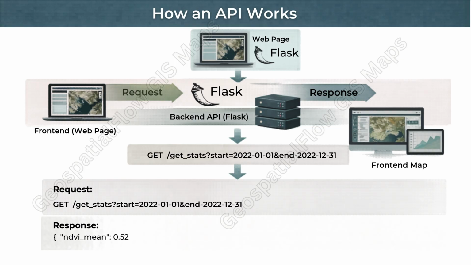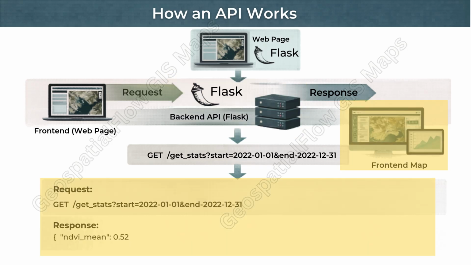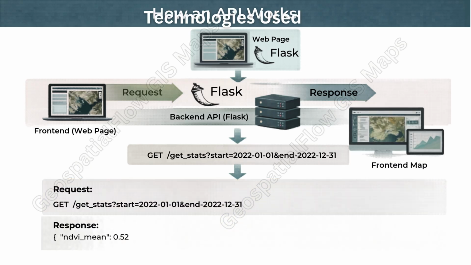Let's understand how an API works. An API, or application programming interface, allows different software components to communicate with each other. In a WebGIS application, the front end sends requests to the backend API. For example, the front end may request satellite statistics for a specific date range. The backend receives this request, processes the satellite imagery using Google Earth Engine, calculates vegetation indices such as NDVI, and returns the results in JSON format.